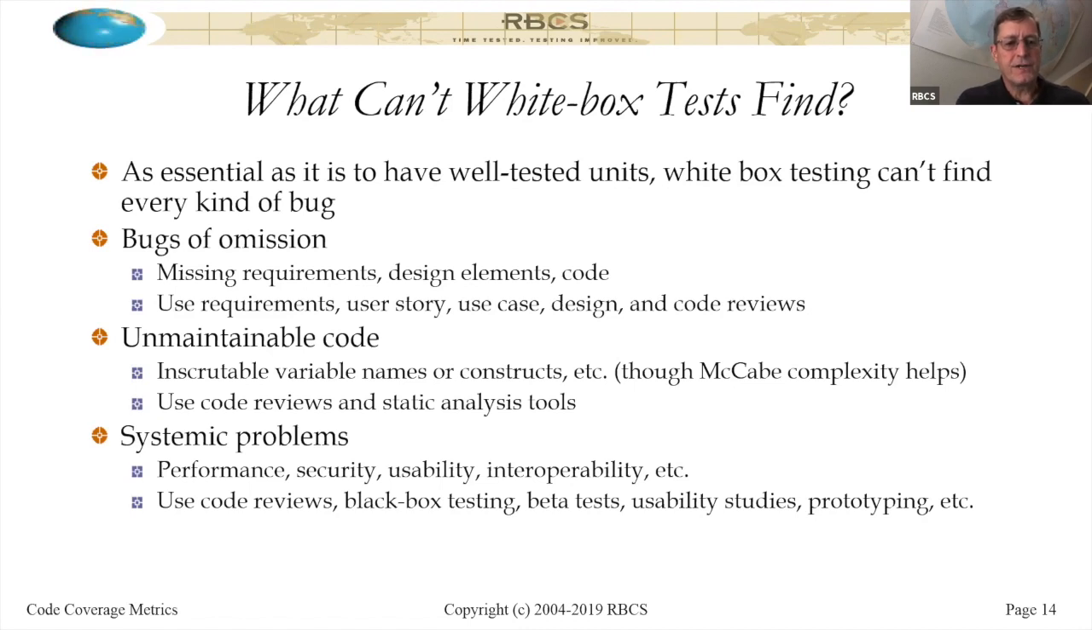And of course, various kinds of systemic problems, non-functional issues related to performance, security, usability, interoperability, and so forth. System level tests, code reviews, black box tests of various kinds are what you're going to need to find those. So just because you very, very thoroughly tested the code and your code coverage metrics show it, doesn't mean that you have found all the bugs.